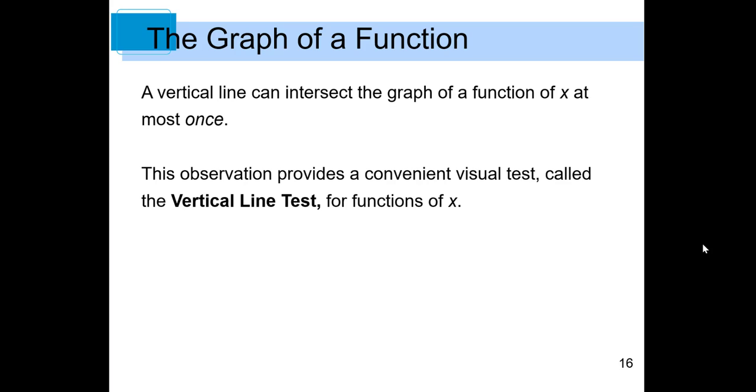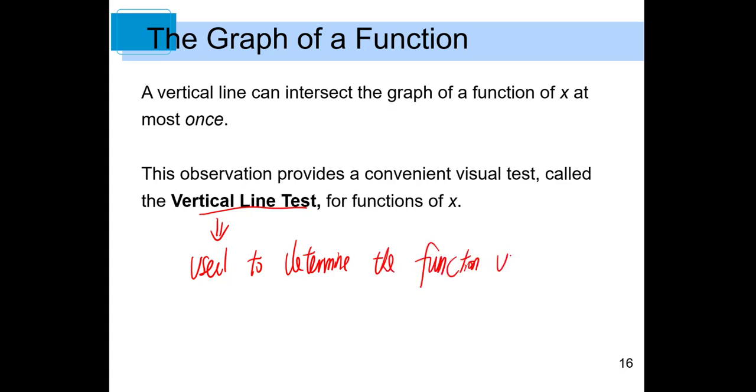Continue on reviewing the functions. Next thing, let's talk about the vertical line test, right? The vertical line test is used to determine whether or not a relationship is a function, using the graph of the function.